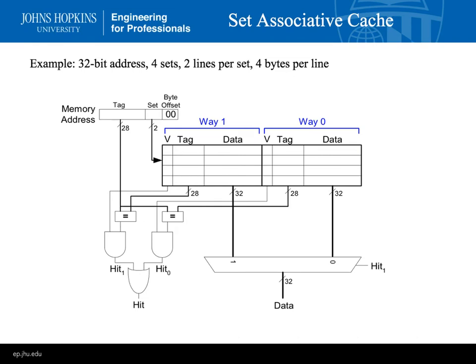So here's an example with 32-bit addresses, 4 sets, 2 lines per set, and 4 bytes per line. So 4 bytes per line means the offset is 2 bits. The set number is also 2 bits. So we go here and we find the set. Remember, there are 2 lines in each set. So if we're looking for set 1, there are 2 choices here. This one or this one. We check if the tag matches either one of these two. If so, it's a hit.